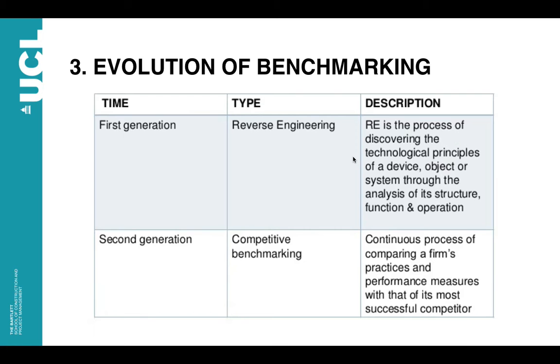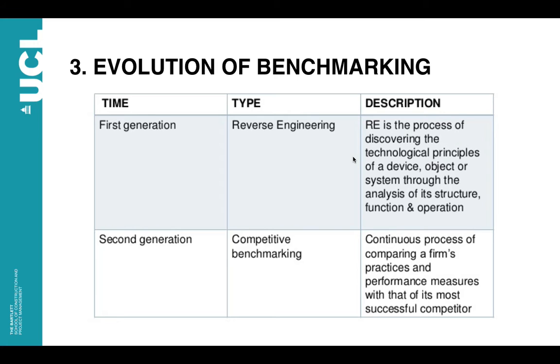In the early 90s, 50% of the Fortune 1000 organizations used benchmarking as a management tool to achieve competitive advantage. In that table, you can see the evolution of benchmarking. The first generation was connected with reverse engineering, which is basically to analyze the structure, function, and operation to understand better the technological principles and identify room for improvement. So, this first generation was most connected with engineering.